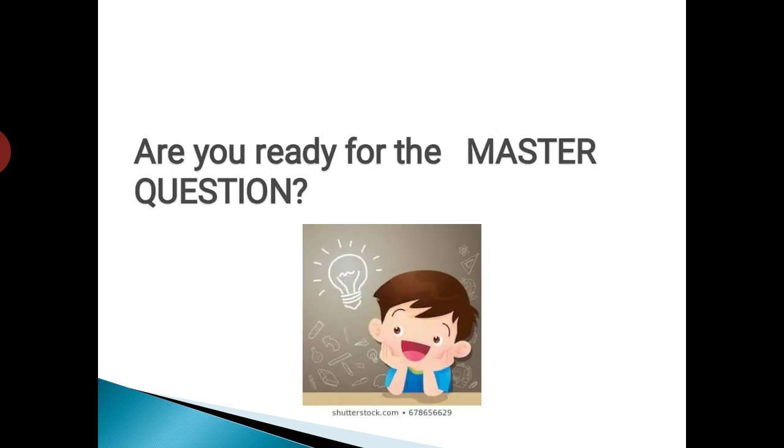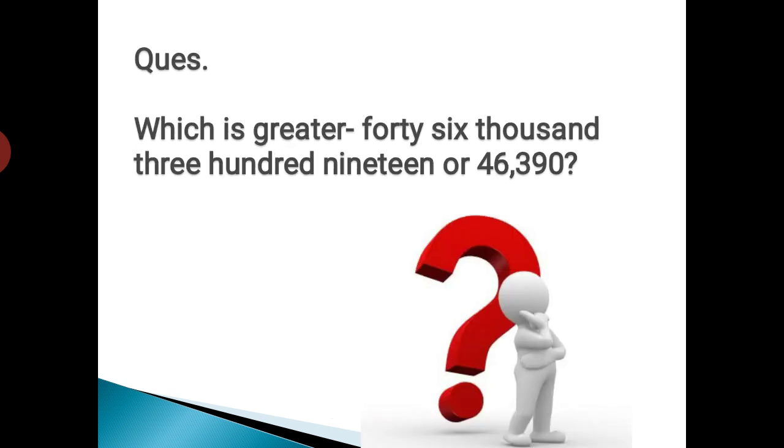So dear students, are you ready for the master question now? So here it is. Which is greater? Now students, you have to tell which one is greater. First is 46,319 and another one is 46,390. First you can compare them digit by digit and then it will be easier for you to compare both.